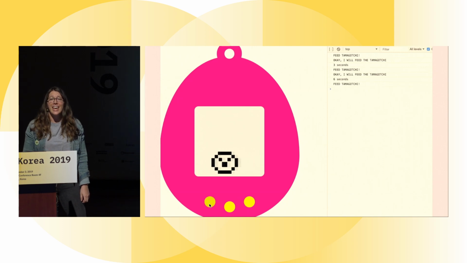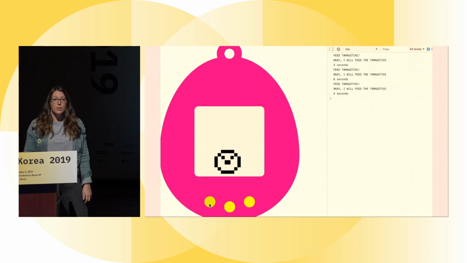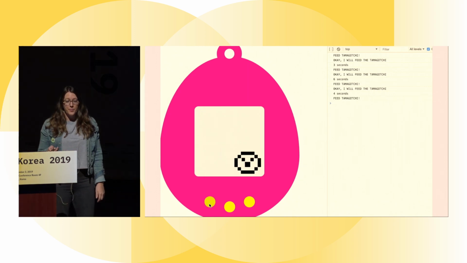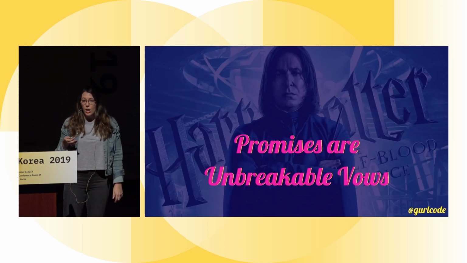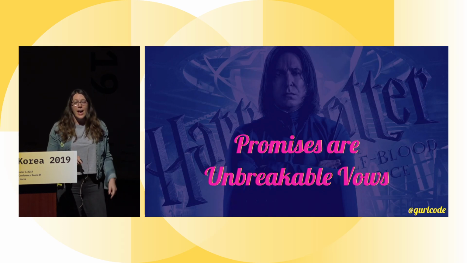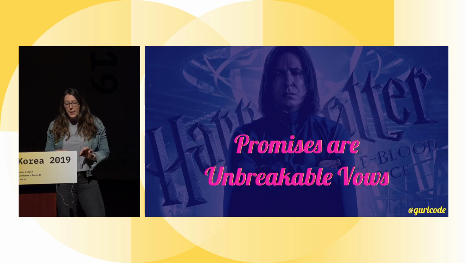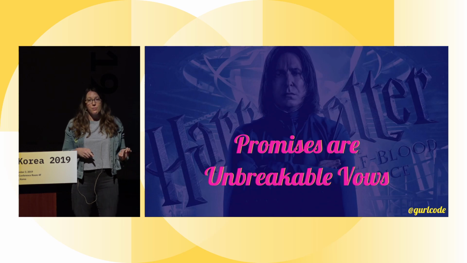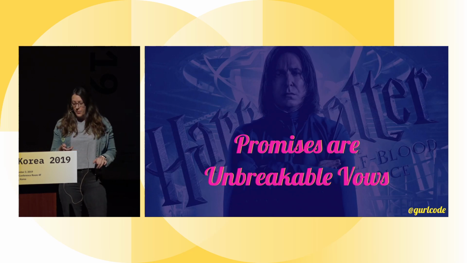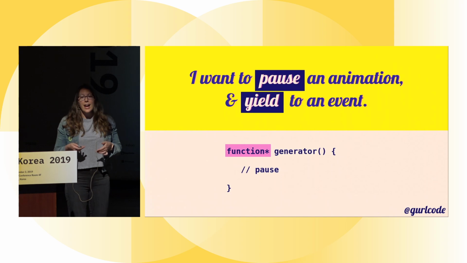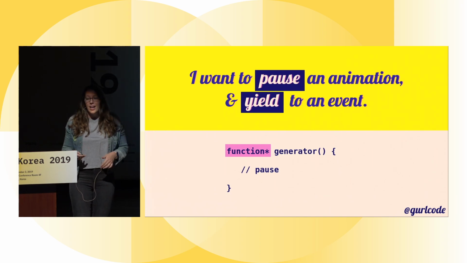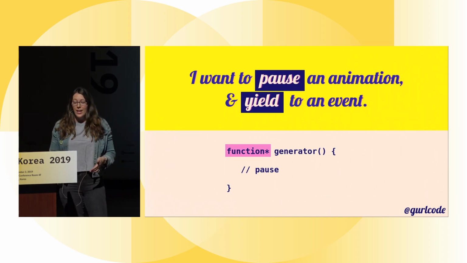What I actually need to do is cancel the promise that runs the idle animation. Except you can't cancel promises. Promises are unbreakable vows. You can throw errors in promises, and you can catch those errors, but you can't actually cancel a promise. All the attached .then functions are going to fire. What I want actually is to pause an animation and then yield to an event. And this sounds a lot like a generator.